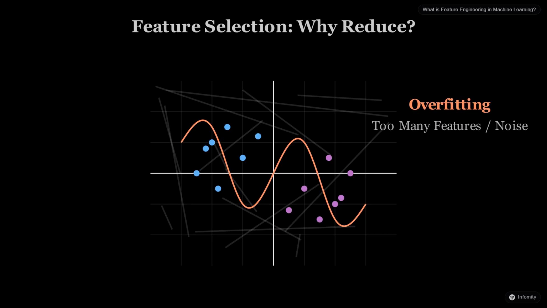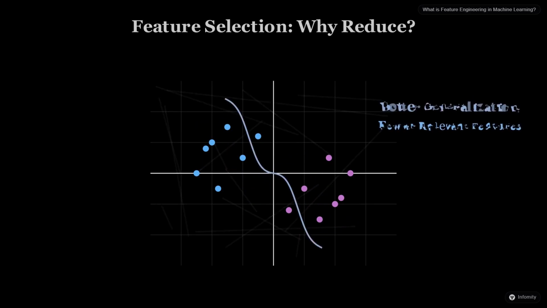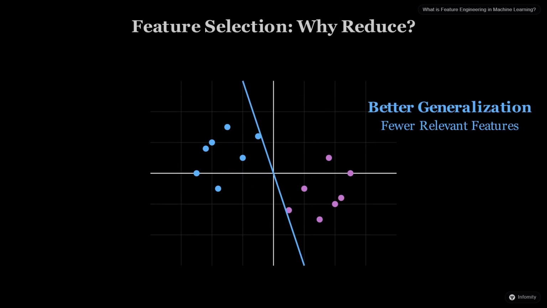This often leads to a problem called overfitting, where the model performs well on training data but poorly on new, unseen data. By carefully selecting only the most relevant features, we can simplify the model, reduce the risk of overfitting, improve its interpretability, and often speed up training.